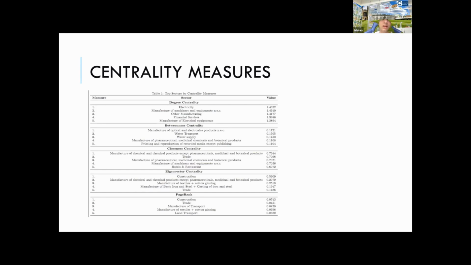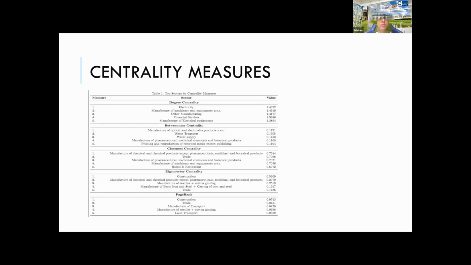Then comes closeness centrality. Manufacture of chemicals and chemical products along with trade rank high in closeness centrality due to their ability to reach all the other sectors quickly. This efficiency in accessing various parts of the network means these sectors can rapidly respond to changes and disruptions in the economy. Then eigenvector centrality.